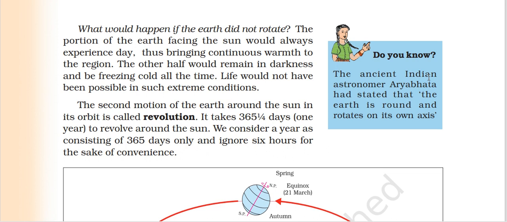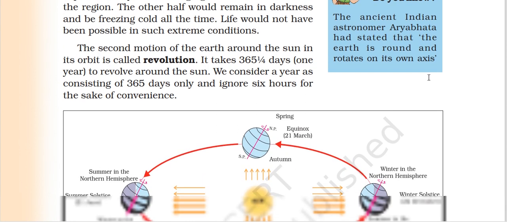The second motion of the earth around the sun in its orbit is called revolution. It takes 365 days, 1 year, to revolve around the sun. We consider a year as consisting of 365 days and ignore 6 hours for the sake of convenience.